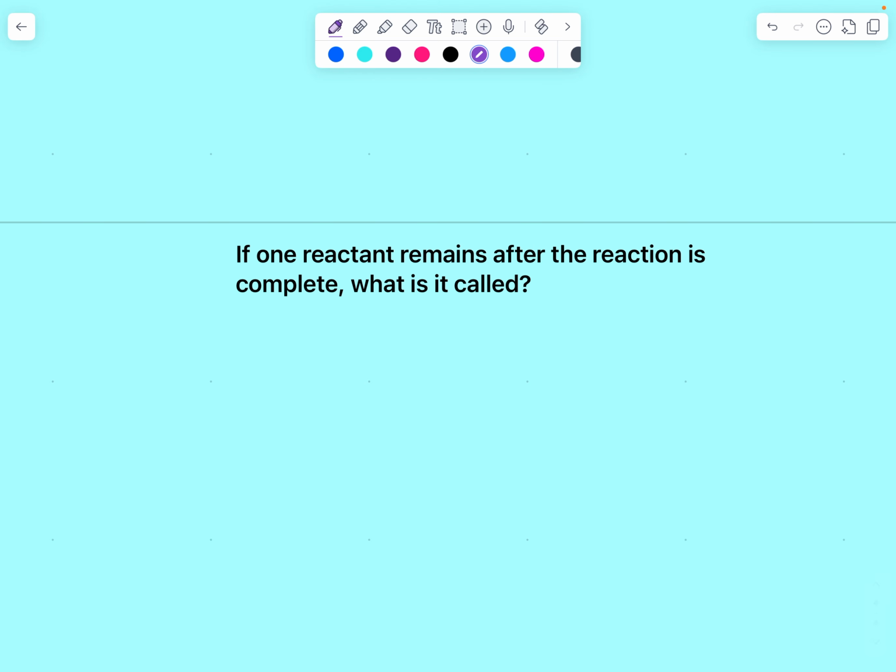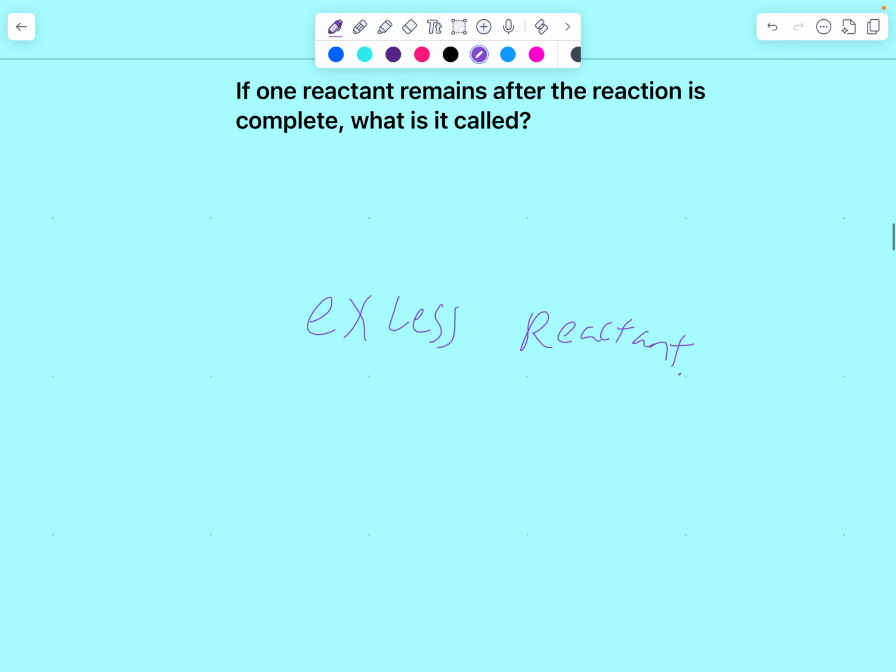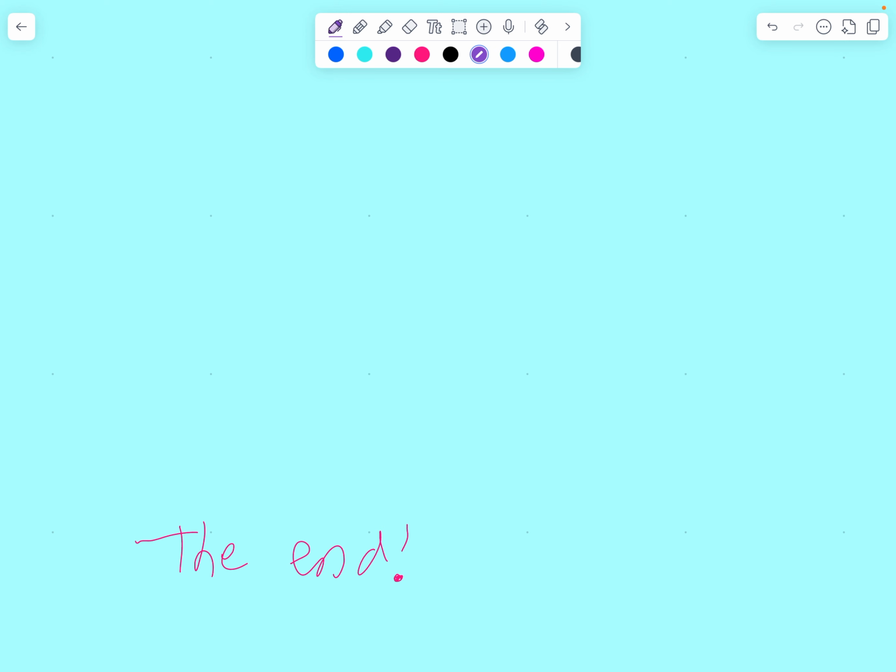Okay, number 4. If one reactant remains after the reaction is complete, what's it called? So it's not, we have a lot left. It's remaining, it's still there. That means you have more of it. The excess reactant is the reactant that is left over after the limiting reactant gets used up. And that's about it. Limiting reactant rule: calculate product from each reactant. The one that makes less product is limiting. Limiting reactant questions follow the same pattern every time. Practice identifying the limiting reactant and the rest of the problem becomes straightforward.